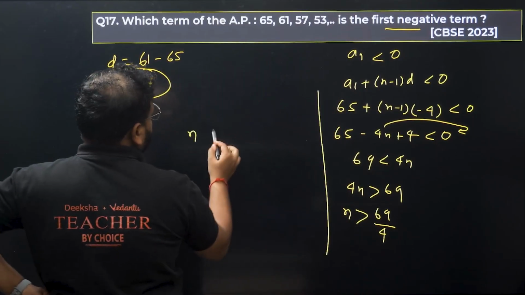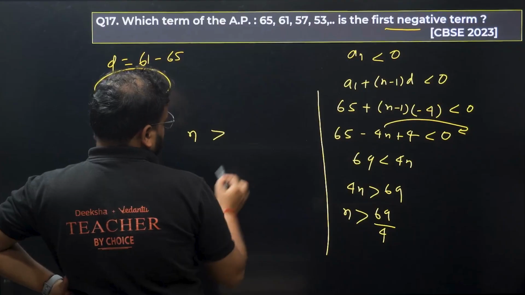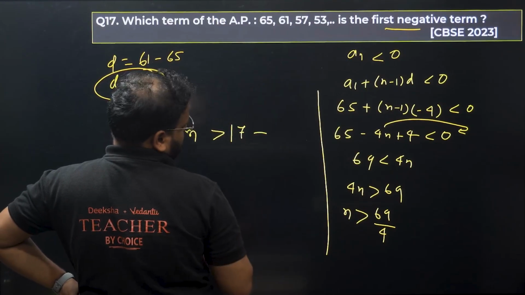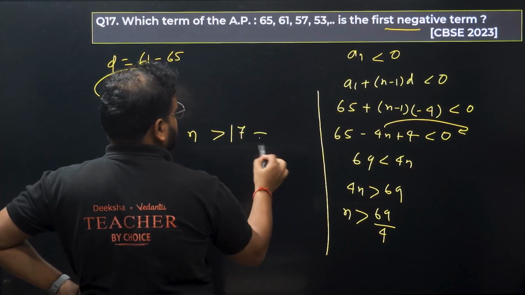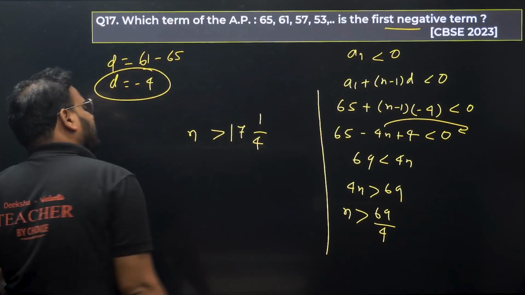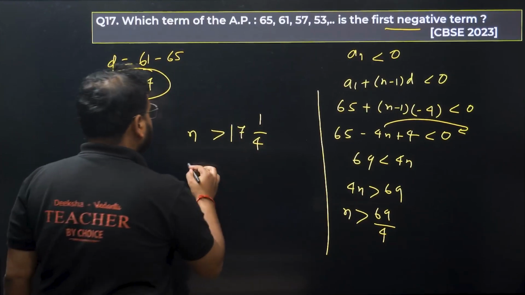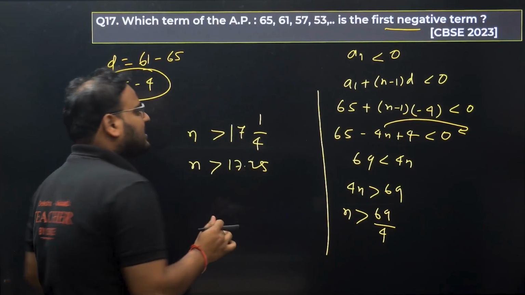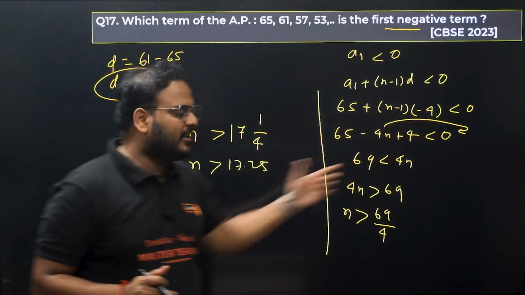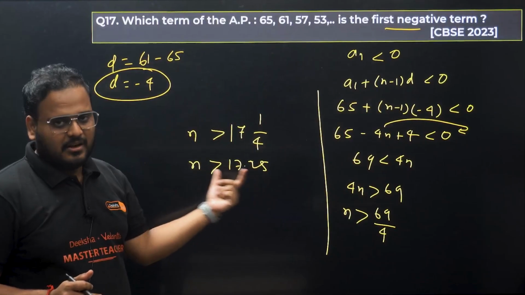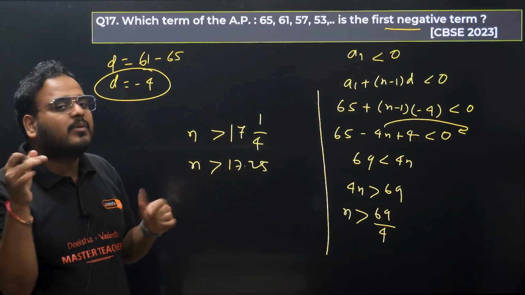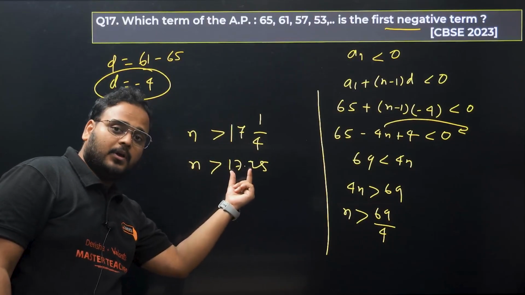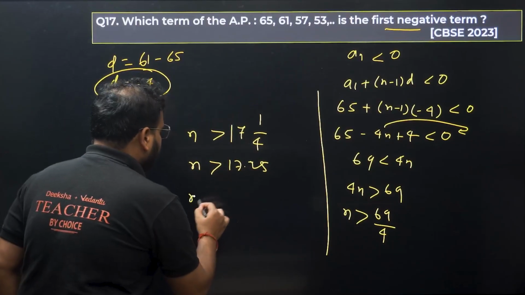4 7s are 28. So basically n is more than 17.25. When I took the number to be negative, I am getting a fraction. Can a number of terms be a fraction? Of course not. So I am looking for a number which is bigger than this. Basically, it will be n equals 18.